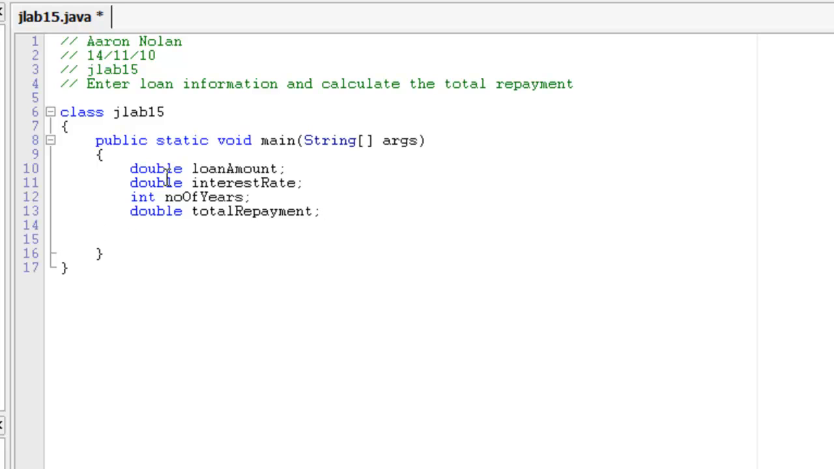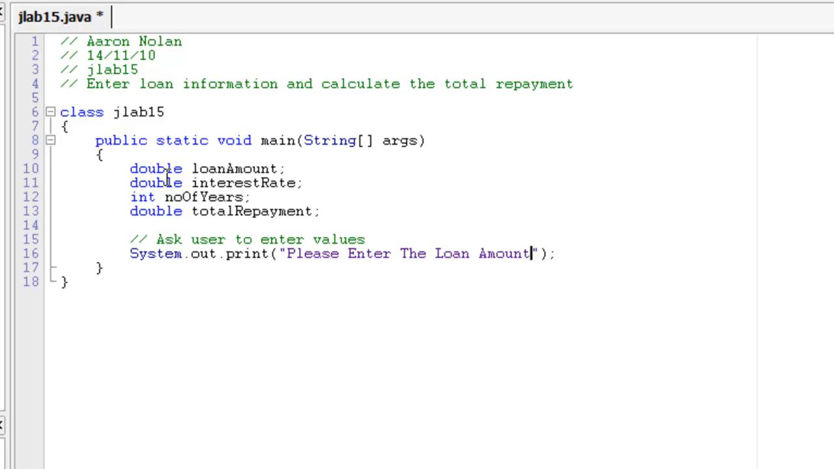So let's go ahead and ask the user to enter values. System.out.print, please enter the loan amount. Okay, simple enough. And loanAmount is equal to input.readDouble. There we go.